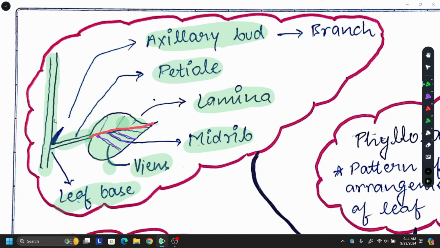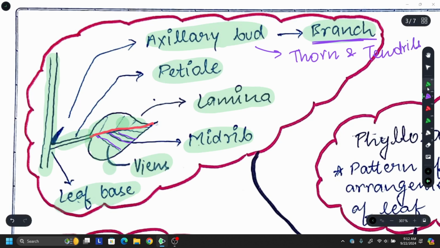Between the petiole and the stem, in the corner of a leaf and the stem, is the axillary bud. Now axillary bud can make thorn, tendril, as well as branches. This is one example you also have to learn. It can modify into thorn and tendrils, but generally it makes branches, because you don't see thorn and tendrils in all plants. Branches you can see in all the plants. So this is the structure of the leaf.